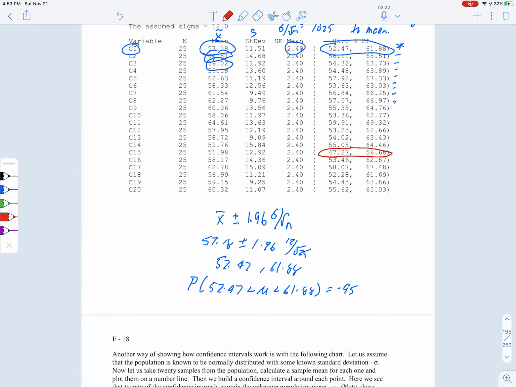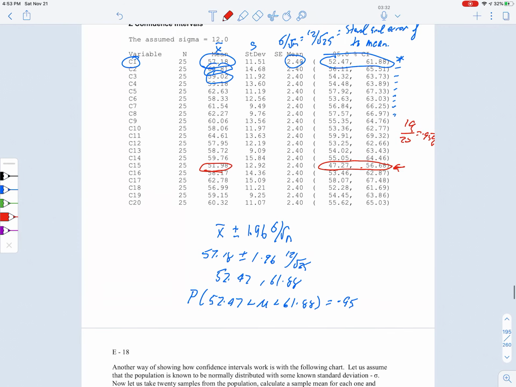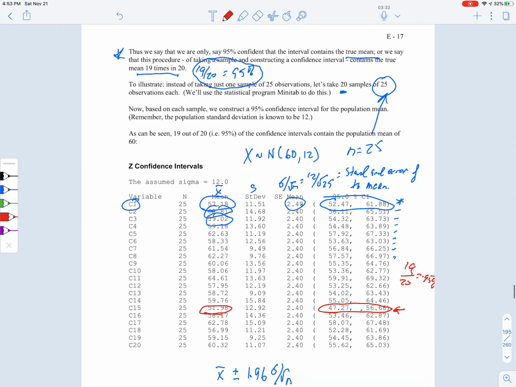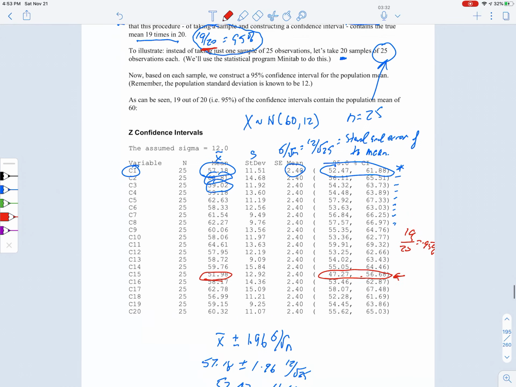There is one, though, which is right here. And that's because just by sheer dumb luck, we ended up in our random sample of a very low sample mean, about 52, 51.98. And so when we built the confidence interval around it, it actually was a little short. It didn't hit the mean. And so what we found here is that 19 out of 20, which is 95% of these confidence intervals, contain the true mean. That's what this is all about here.